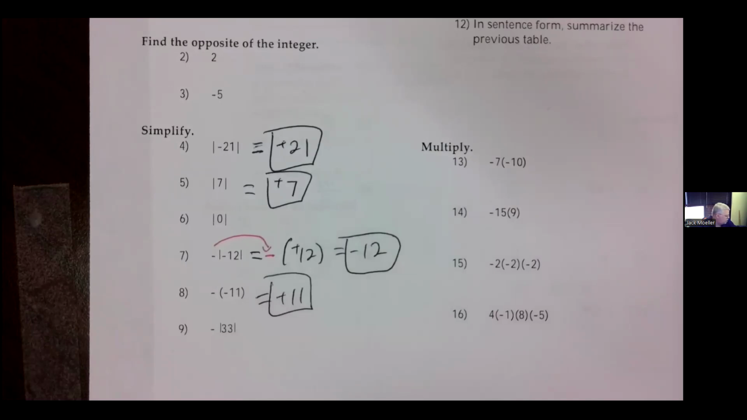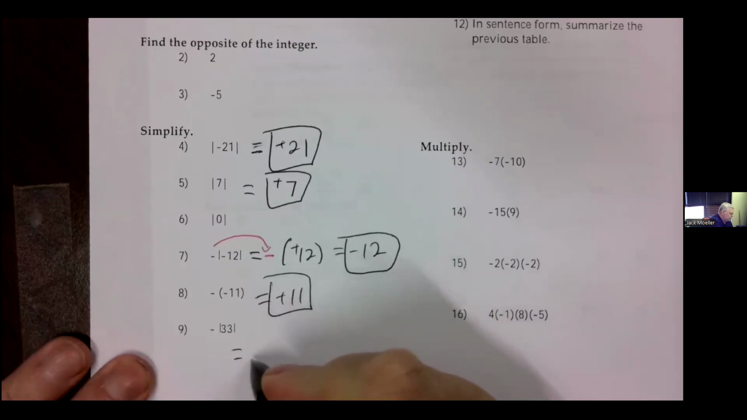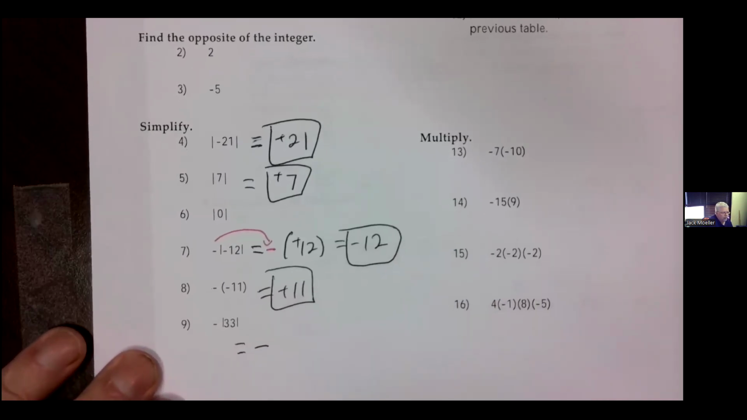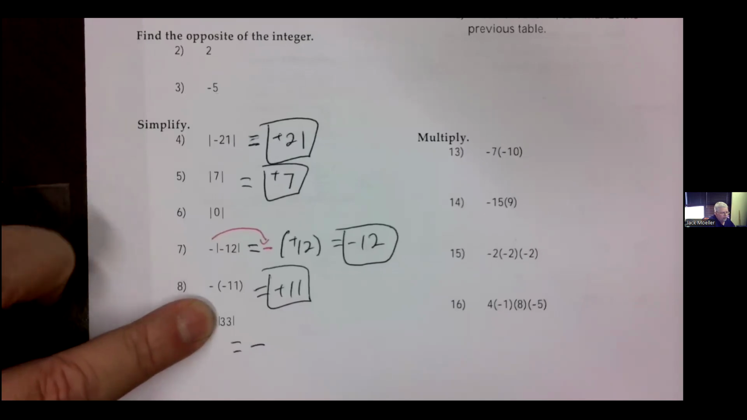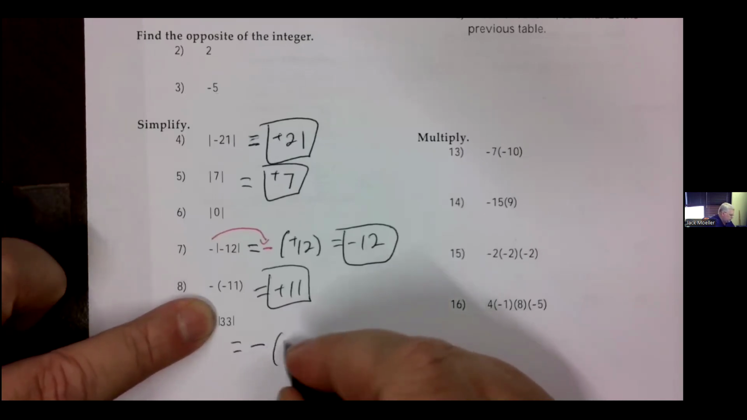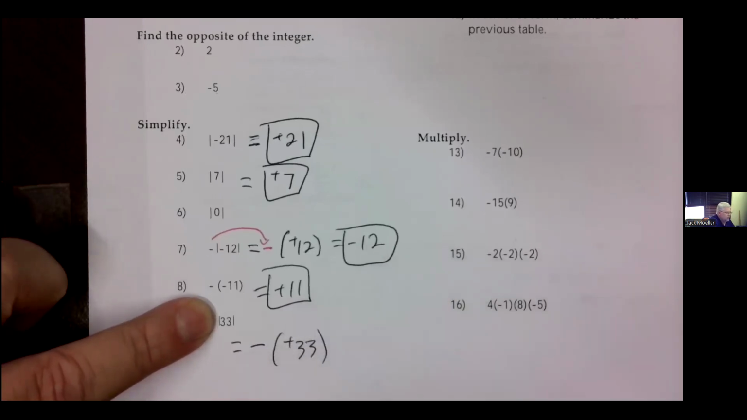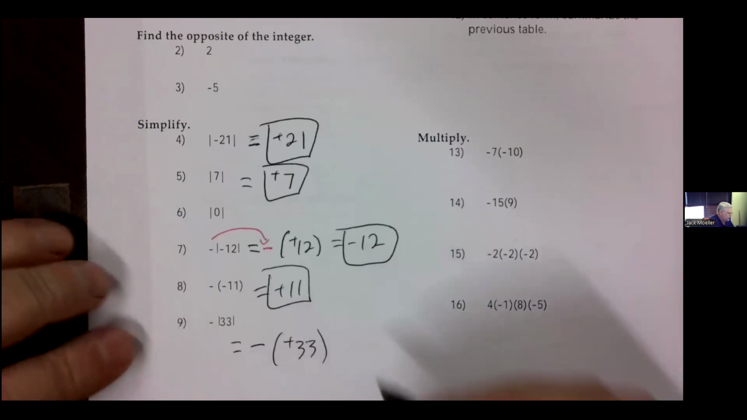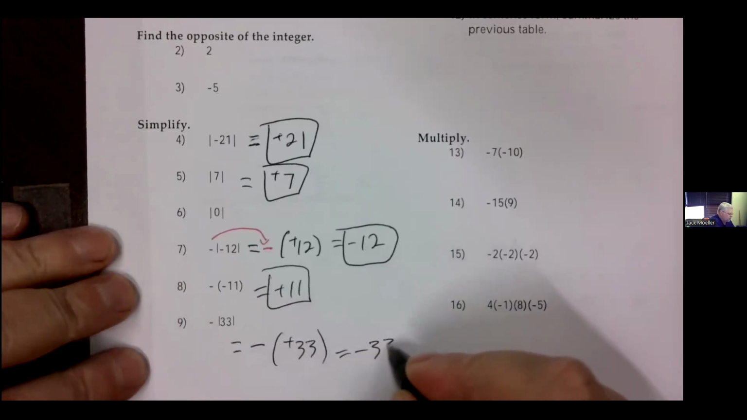And then the last one, well, we've got 2 more. So number 9 is the opposite of the absolute value of positive 33. Again, we're going to bring that negative down for now. So what is the absolute value of positive 33? Well, absolute value makes it positive, so it stays positive 33. Opposite of a positive is now negative 33.